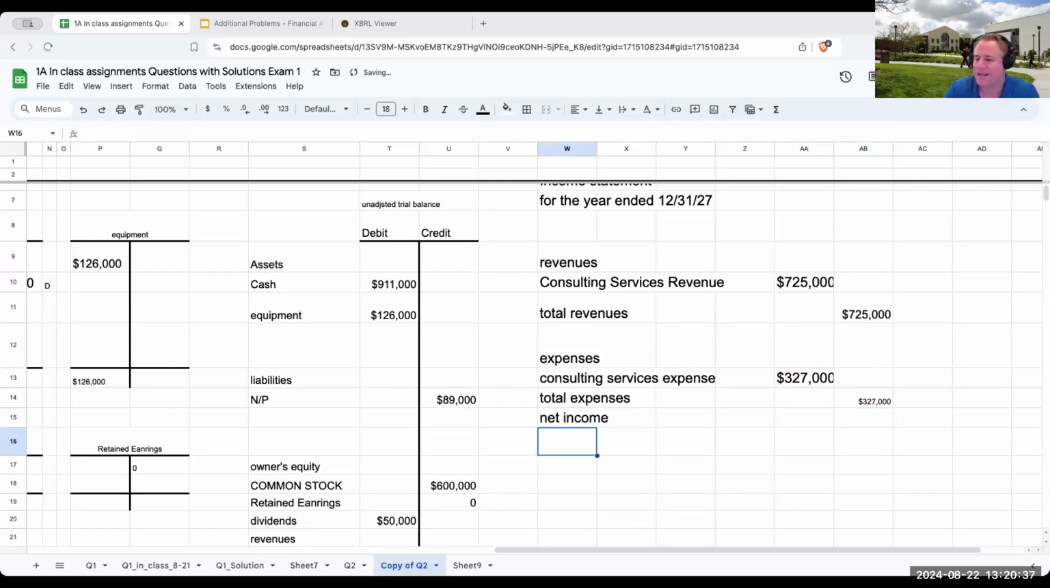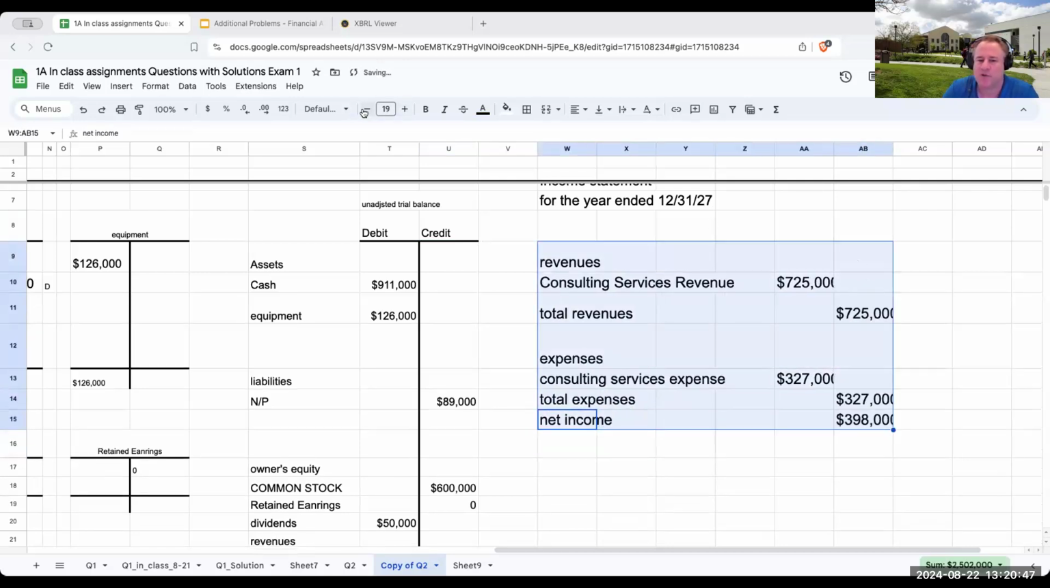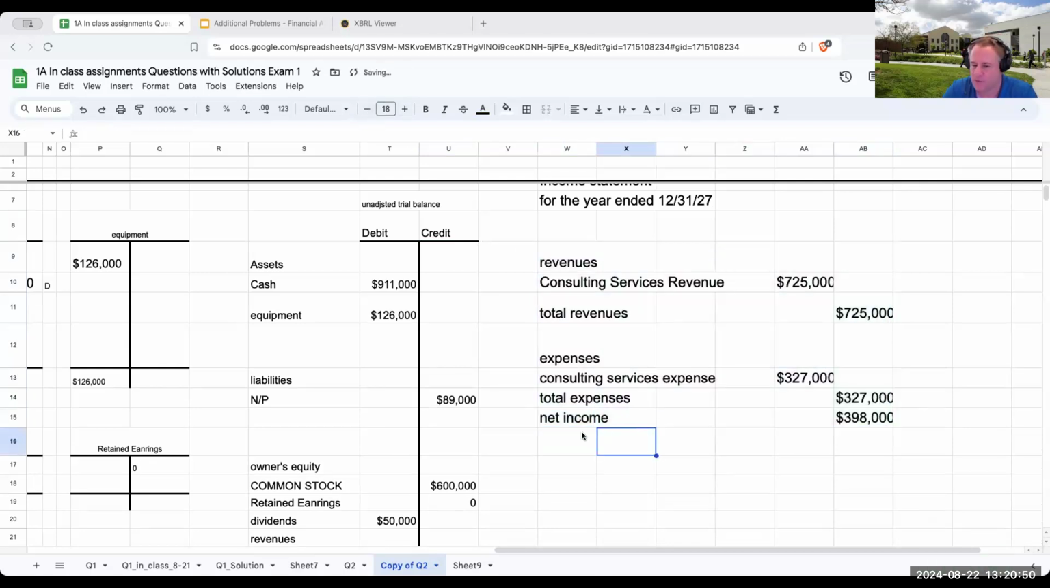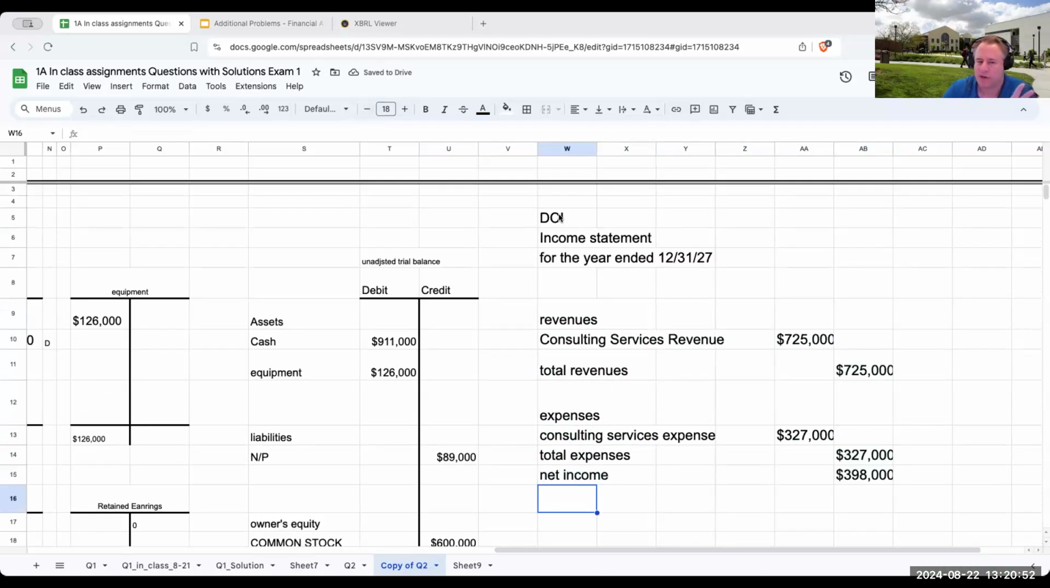So my net income, or what I went through and generated, is going to be 725, which is my revenue, minus my expenses, so my net income is going to be 398,000. So right over here, this is my income statement for the year ended 12/31/27. Now, I've got this part of it done. Let's do the next statement.